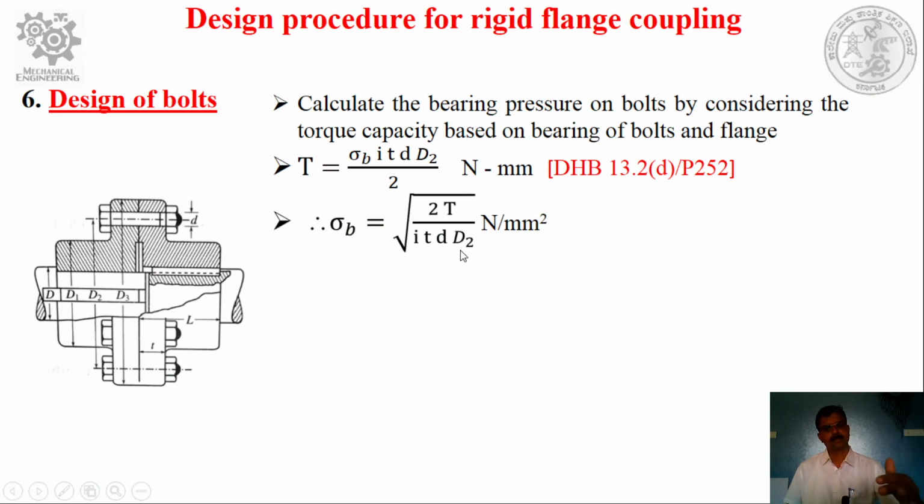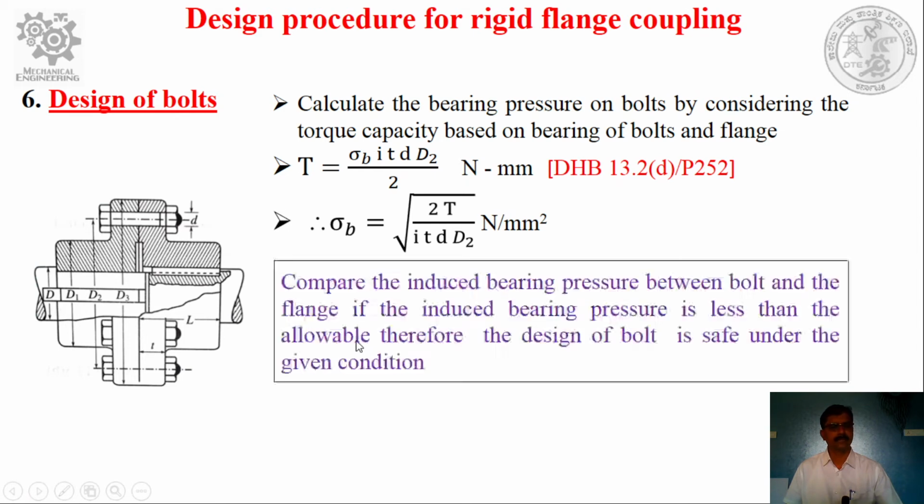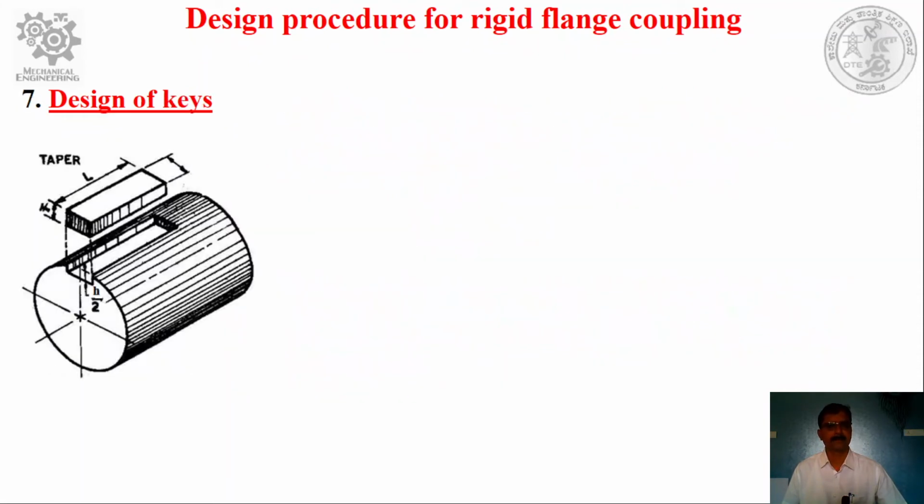After substituting the values here, if the individual bearing pressure or the compression stress is less than the allowable one, then the design is safe under the given condition. Comparing the individual bearing pressure between the bolt and the flange, if the individual bearing pressure is less than the allowable, therefore the design of the bolt is safe under the given condition.